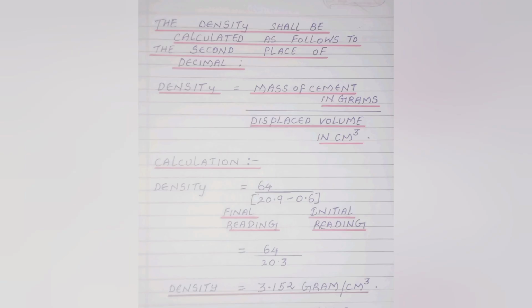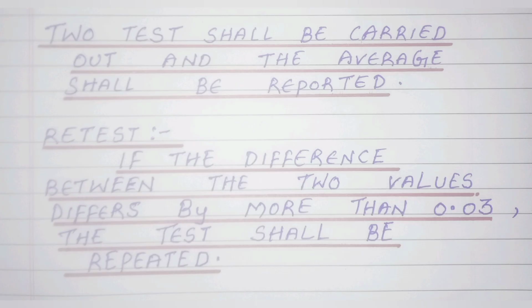The density shall be calculated as follows, to the second place of decimal: density is equal to the mass of cement in grams divided by the displaced volume in cubic centimeters. Calculation: density is equal to 64 divided by 20.9 minus 0.6, that is, final reading minus initial reading. Answer: density is equal to 3.152 grams per cubic centimeter. Two tests shall be carried out and the average shall be reported. Retest: if the two values differ by more than 0.03, the test shall be repeated.